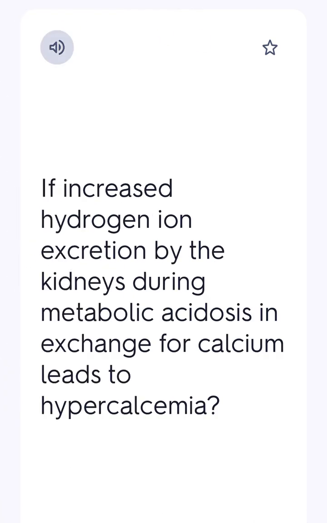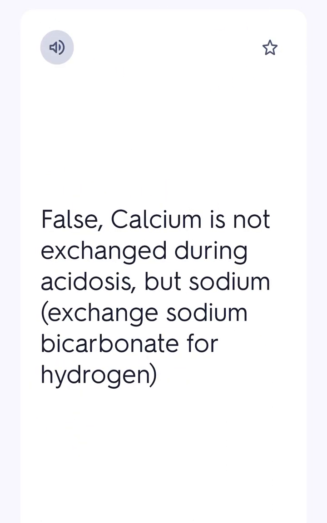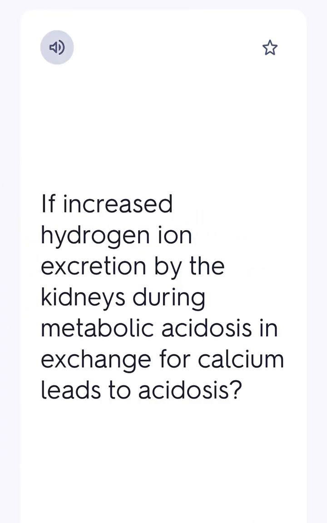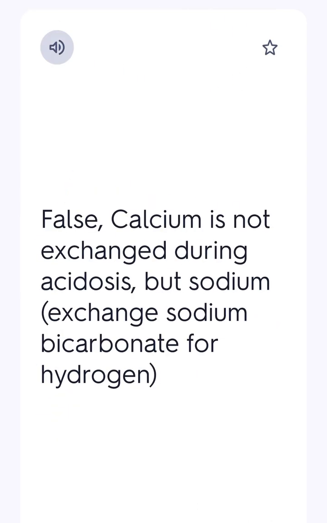If increased hydrogen ion excretion by the kidneys during metabolic acidosis in exchange for calcium leads to hypercalcemia? False. Calcium is not exchanged during acidosis, but sodium. If increased hydrogen ion excretion by the kidneys during metabolic acidosis in exchange for calcium leads to acidosis? False. Calcium is not exchanged during acidosis, but sodium.